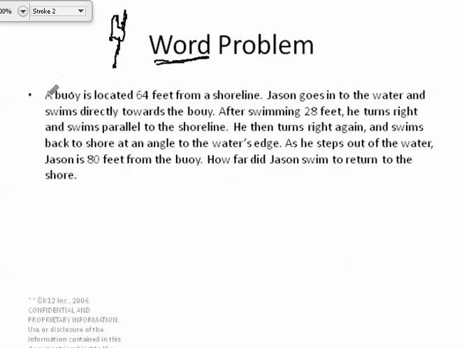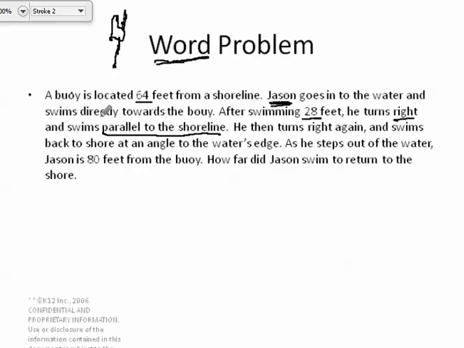But in this situation, a buoy is located 64 feet from the shoreline. Jason, our major swimmer here, goes into the water and swims directly towards the buoy. After he swims 28 feet, and I'd be a lot less than that because I'd be tired, he turns right, okay, he turns right and swims parallel to the shoreline.